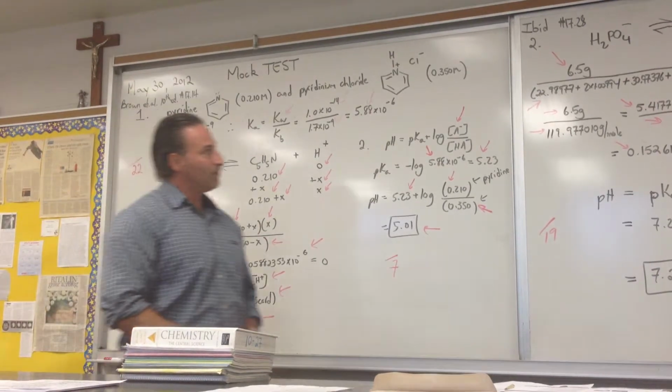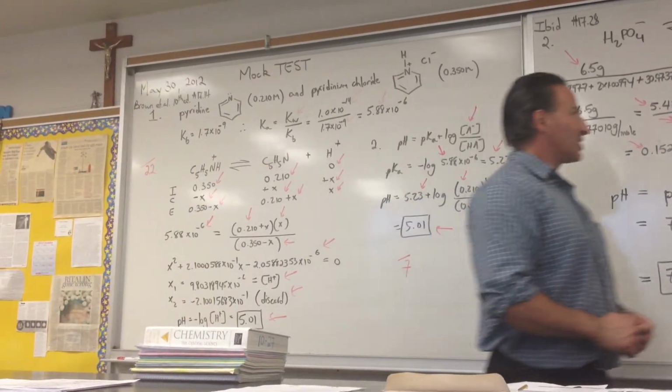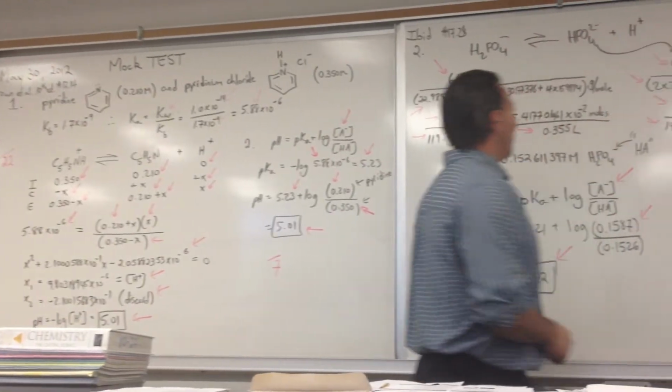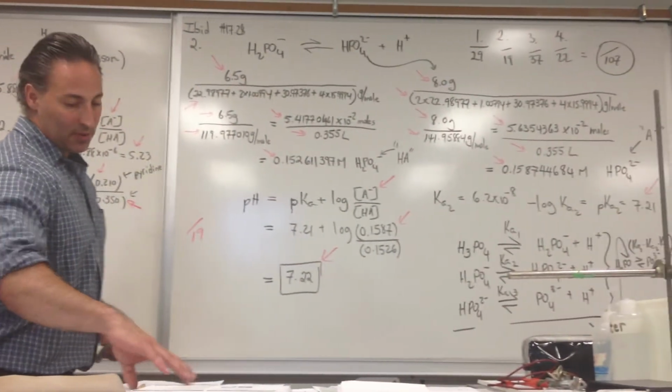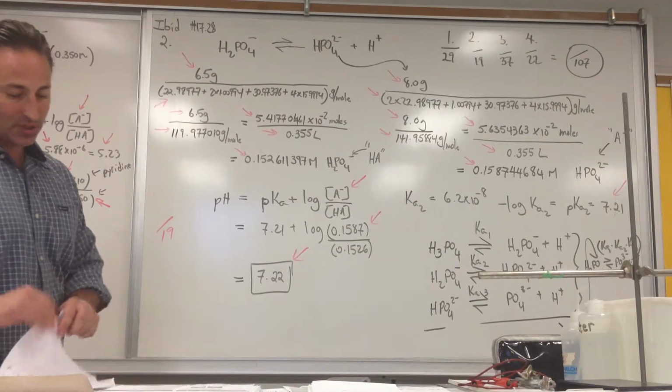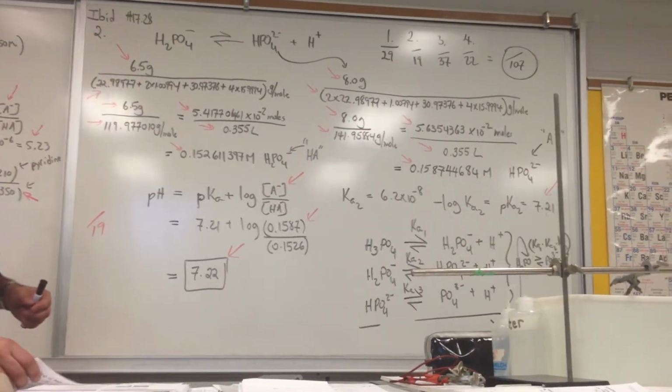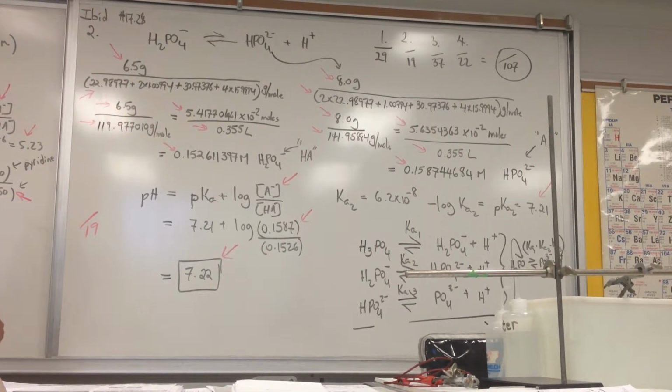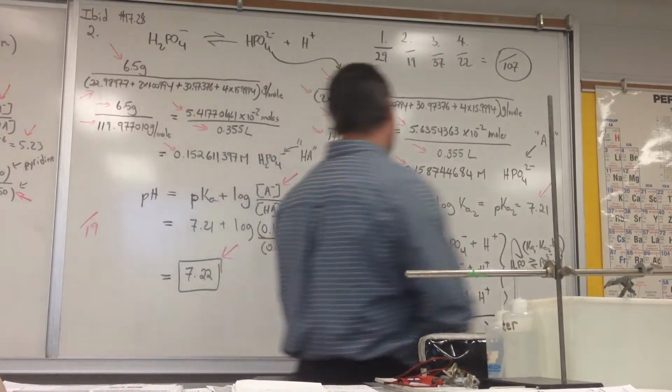In the next problem, which is from number 28 of chapter 17, you're asked to solve for the pH of a solution that is composed of 6.5 grams of sodium dihydrogen phosphate and 8 grams of sodium hydrogen phosphate. It would be disodium monohydrogen phosphate. So I set it up as though it was a weak acid. It was basically the second dissociation of phosphoric acid.